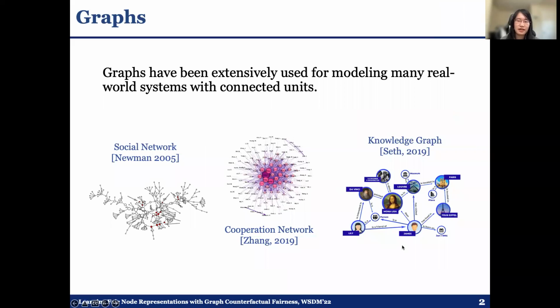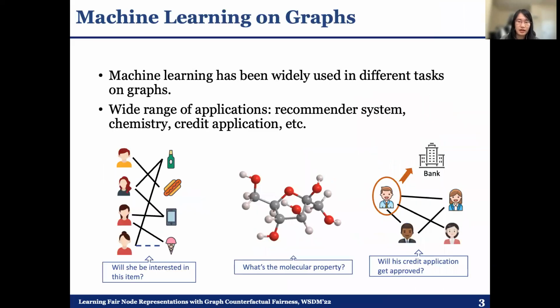Nowadays, graphs are everywhere in our life, and graphs have been extensively used for modeling a lot of real-world systems with connected units like social networks, collaboration networks, or knowledge graphs. Recently, machine learning on graphs is developing at a very surprising speed, especially powered by the recent progress of graph neural networks, or GNNs.